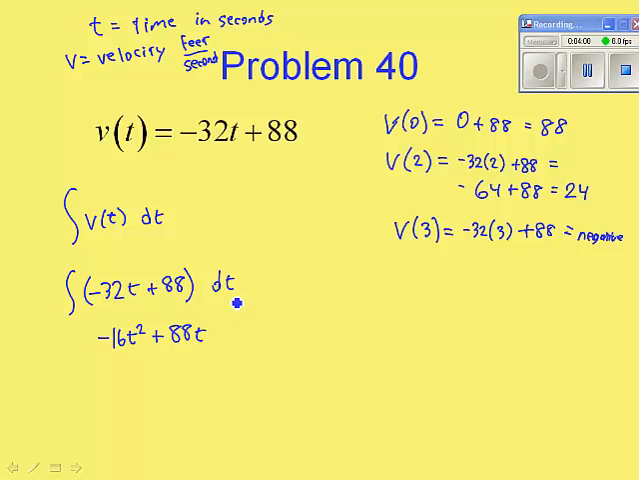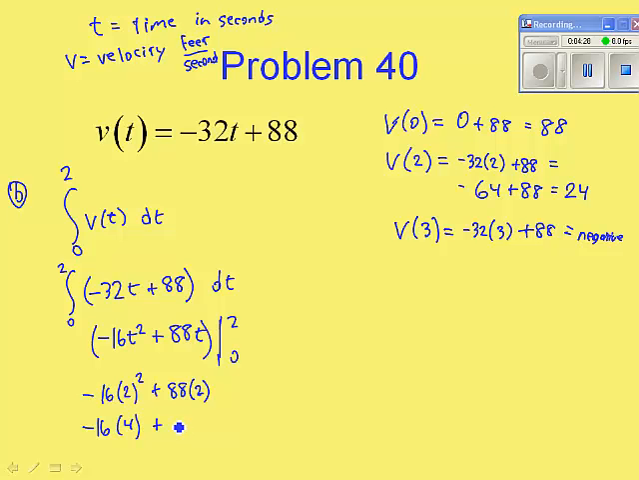If you ever did a graph of where an object is versus time with gravity, you probably got a parabola. The problem that we're actually doing here, part B of the problem, says let's integrate from 0 to 2 to see what happens during the first 2 seconds. So that's what I'm really doing. I get negative 16 times 2 squared plus 88 times 2. So I get negative 16 times 4 plus 88 times 2. So I get negative 64 plus 176, and that's 108.